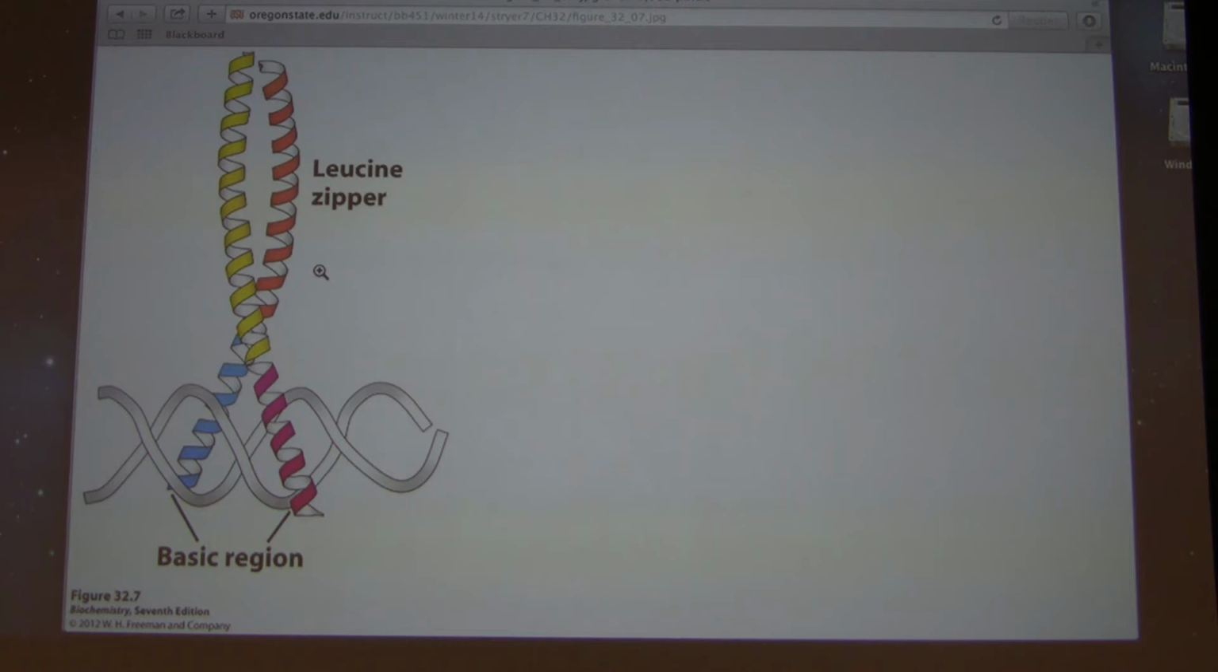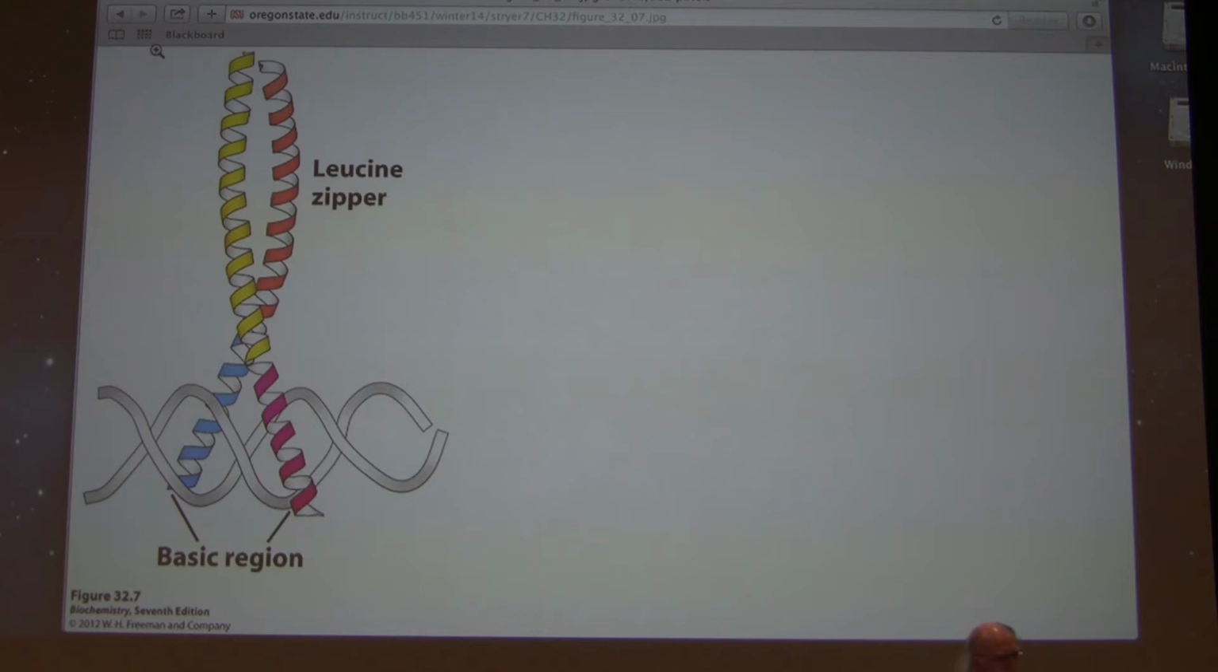It's an example of hydrophobic interactions that are helping to stabilize the protein structure. And because these are held together, as you see on the top, this bottom part is able to bind to DNA. So the leucine zipper structure is a very useful structure for a DNA binding protein.